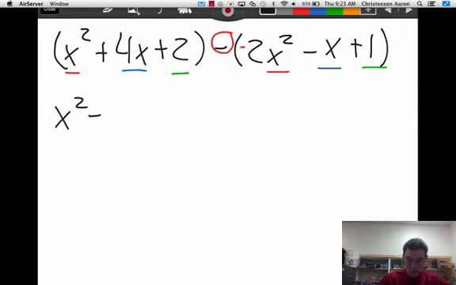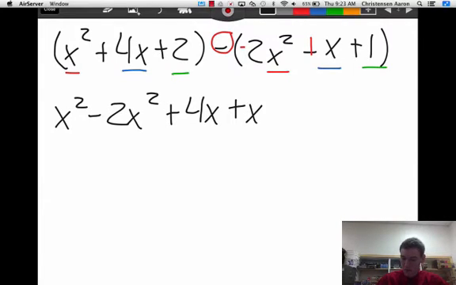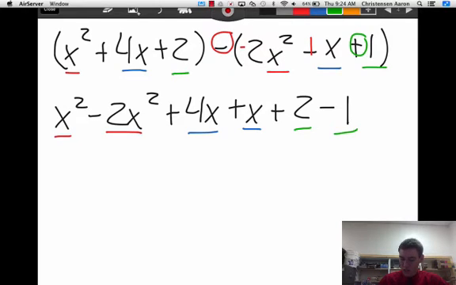squared. Let me bring it down here. Negative 2x squared. This becomes a positive x. So we have 4x plus x now. And this positive then becomes a negative. So we have plus 2 minus 1. Now we've got all our like terms together. Our x squareds, our x's, and our 2 and our 1.